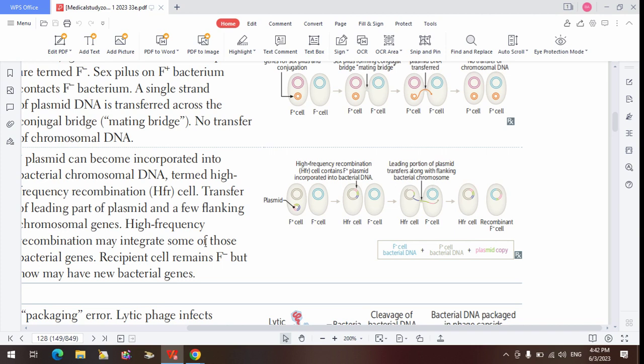into the chromosomal DNA, you have the mating bridge formed, and then there's a transfer of genetic material to the F negative cell.